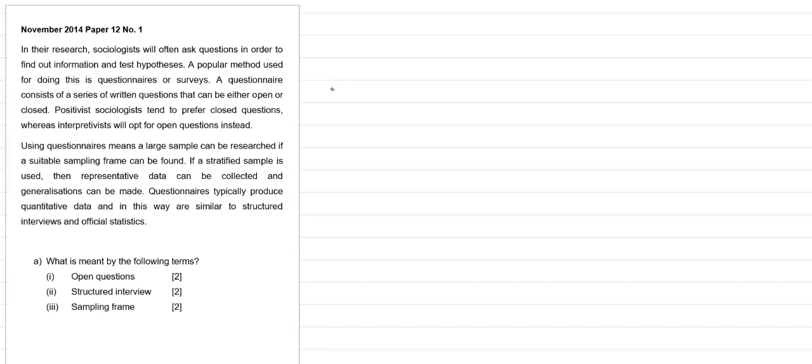In their research, sociologists will often ask questions in order to find out information and test hypotheses. What is a hypothesis? It is a supposition that is made by a researcher that is later verified in a research. The research will prove the hypothesis to be either true or not. Remember that a hypothesis is made by a positivist.